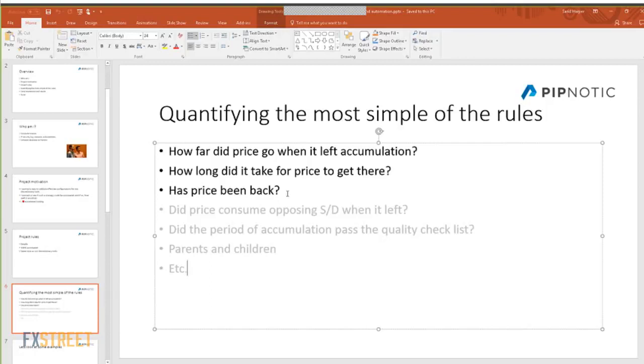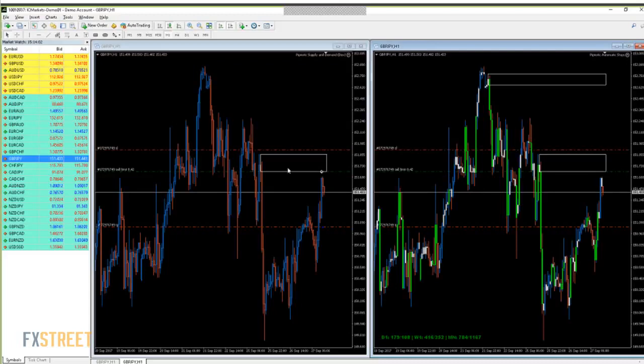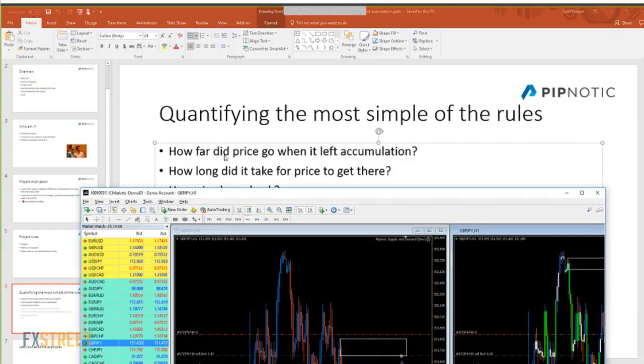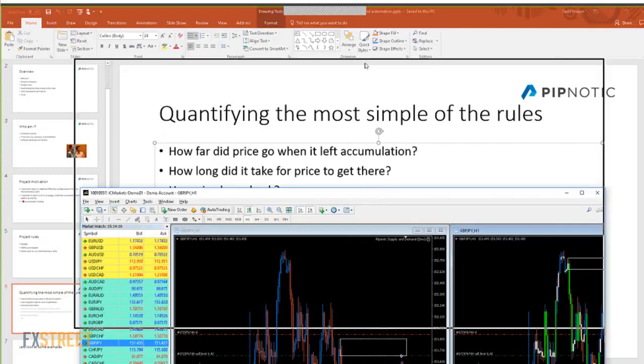And so I focused on these three here. How far did price go when it left accumulation? And we'll look at these in just a second on a price chart and see what they look like. Then we have, how long did it take for price to get there? And how long has price been back since the release or departure from the area of accumulation? So if we have a quick look at that, you can see very clearly, if I move this down, we look at the first one, how far did price go when it left accumulation?